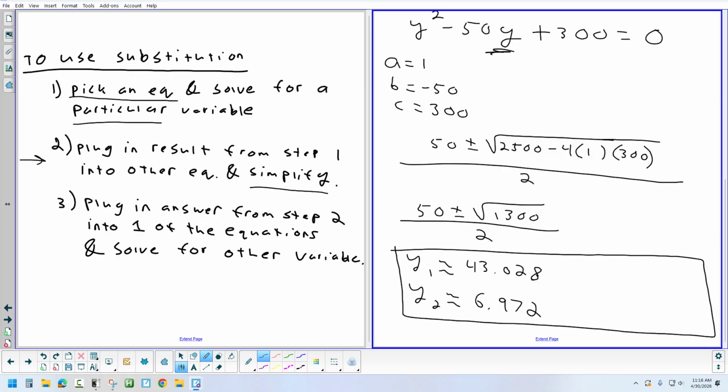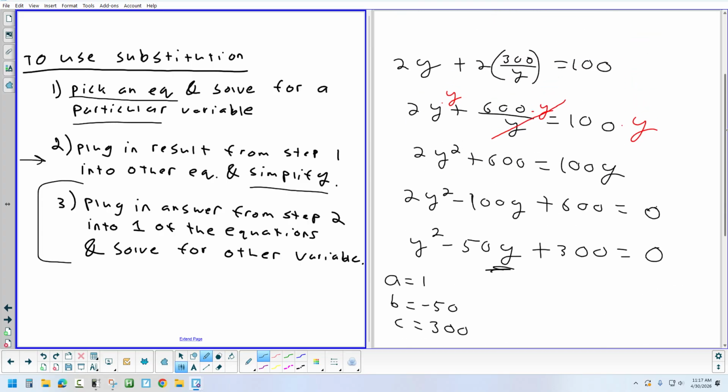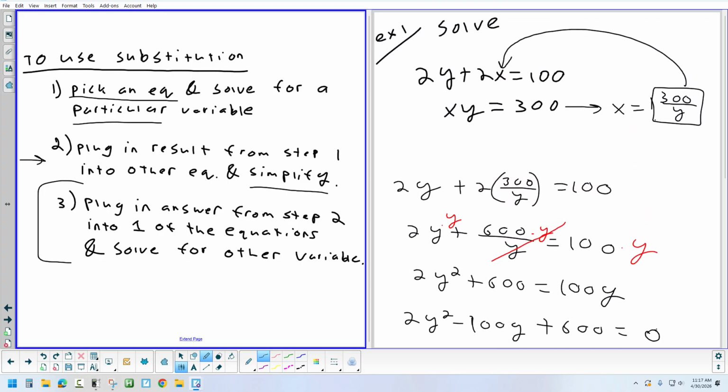All right, so we got y1 and y2, and what do we have to finish up by finding? X. And there's going to be an x1 and an x2. So the last step, plug the answer that you just got back into one of the equations and then solve for x. Which equation here do you think would be the easiest to plug back into so we could get the answer for x?